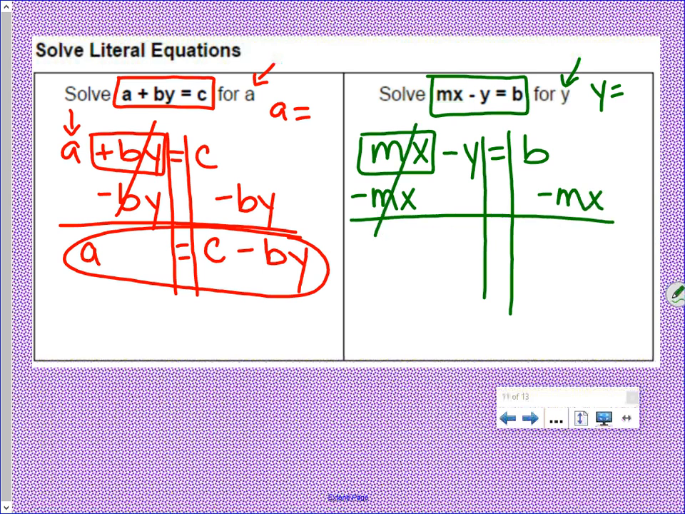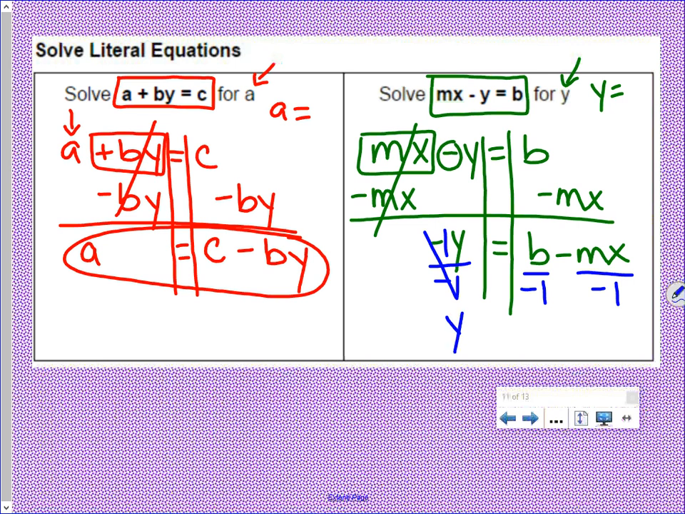mx minus mx is nothing. We bring down the negative y. Remember that minus sign goes with the y. Equals b minus mx. Last step is to get y all by itself. We need to get rid of this negative, so we divide every term by negative 1. Negative y divided by negative 1 cancels out, leaving us with y equals b divided by negative 1, which is negative b. Negative mx divided by negative 1 gives us a positive mx. y equals negative b plus mx.